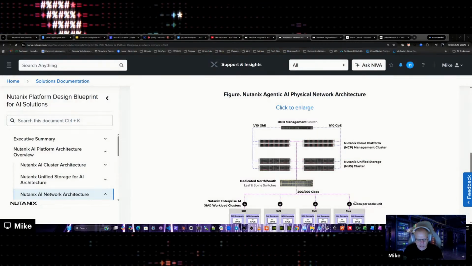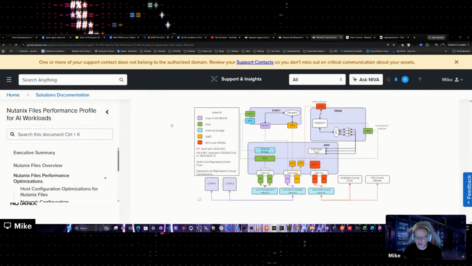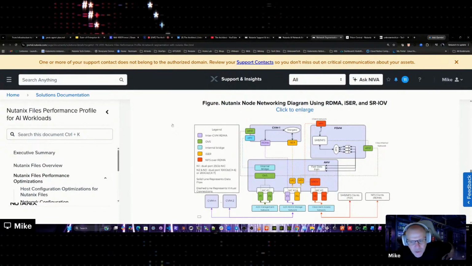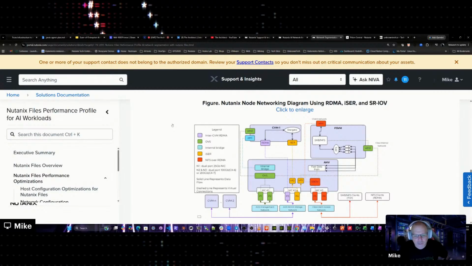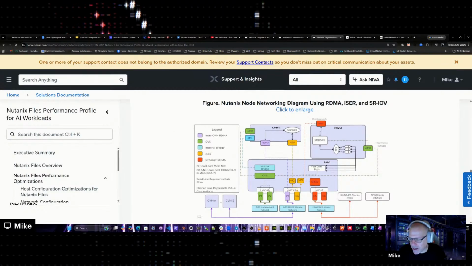What does this kind of look like, right? What does NUS look like within a single NUS node, and how is it configured? So remember, I talked about Nutanix, and let me just go back here really quick.